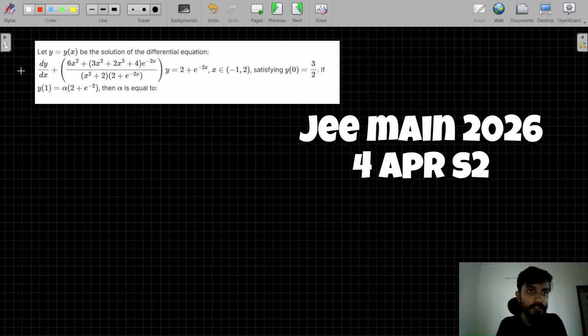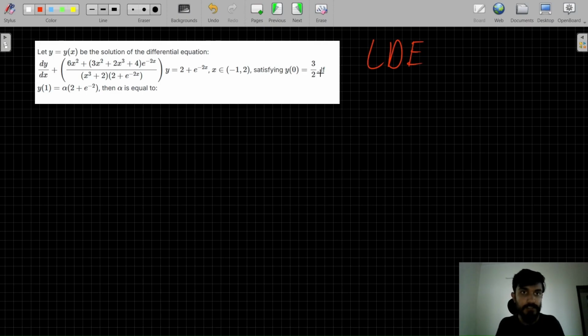Right, guys, our fifth question we have. Here, the equation is given in the form of a LDE, linear differential equation. So that's clear to us. But how do you find the integrating factor? Because for that, we must integrate this whole term right here to find the IF. How do you do that?